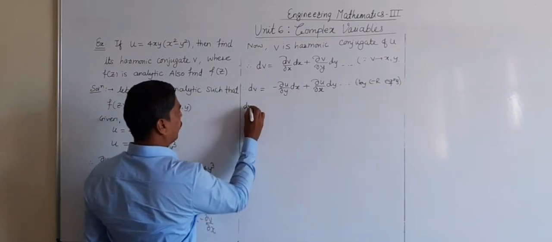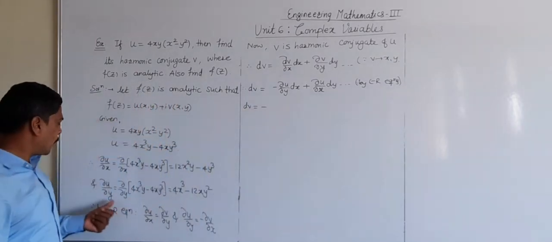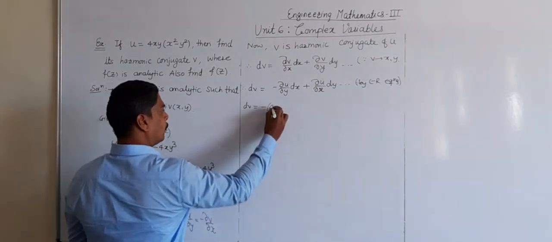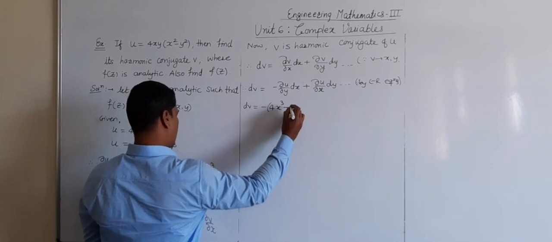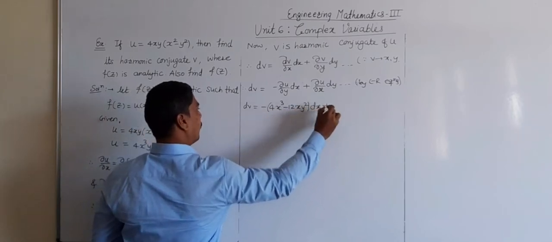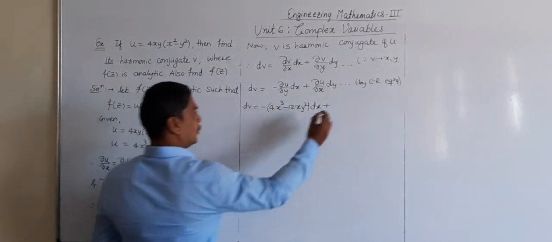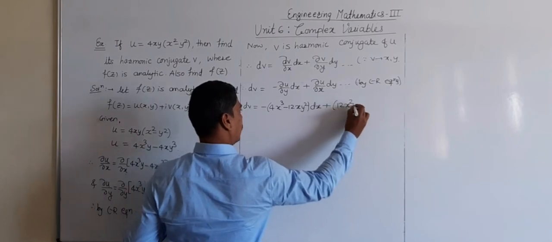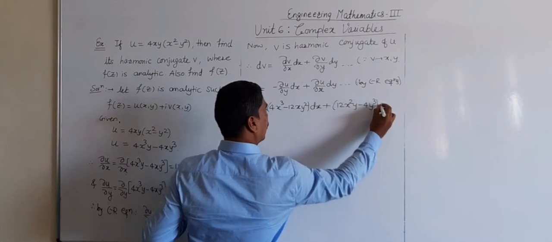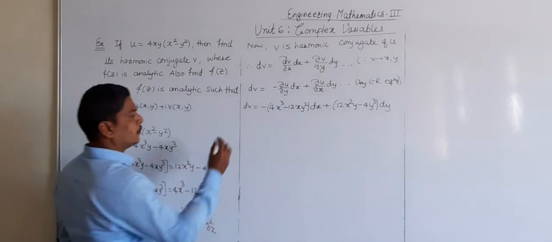Okay, and now replace the values. So we get the derivative of phi is equal to minus into the partial derivative of u with respect to y. That is the partial derivative of u with respect to y. So this becomes 4x cube. So write in bracket 4x cube minus 12xy square into dx plus the partial derivative of u with respect to x is 12x square y minus 4y cube into dy. Okay, and now integrate this.